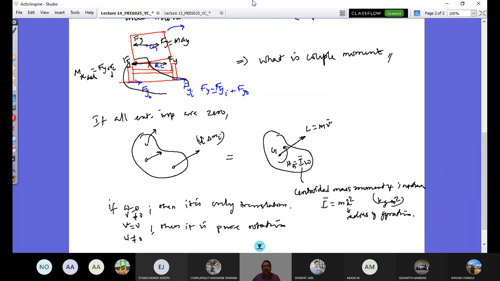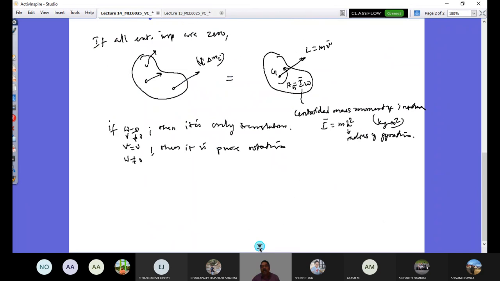If we have both V and omega, your system of linear momentum at any time t plus the impulse from time t1 to t2 of some external forces will be equal to the system represented by its equivalent linear momenta and coupled momenta like this. Right? So this is what, if you understood, now let's go into looking at non-centroidal rotation.